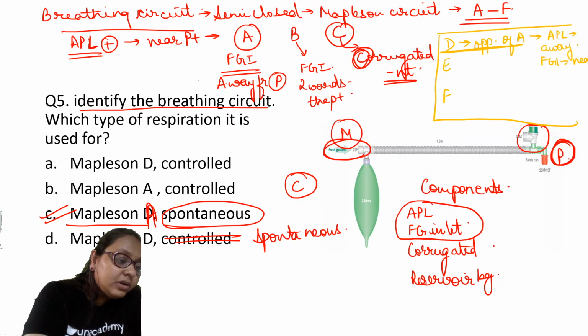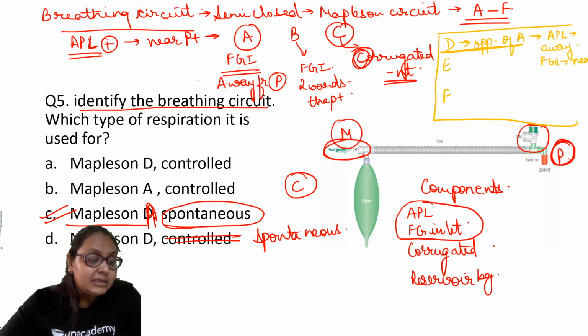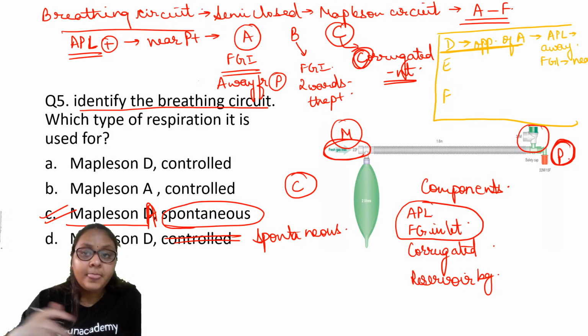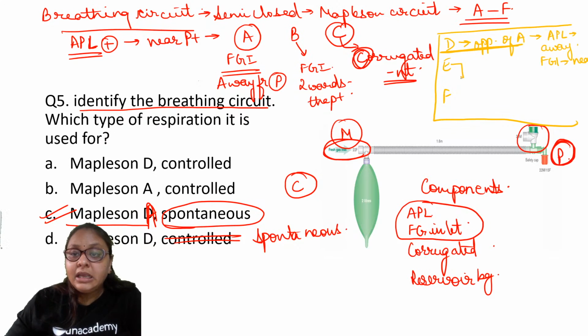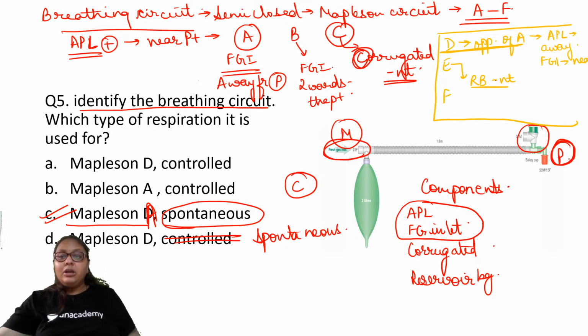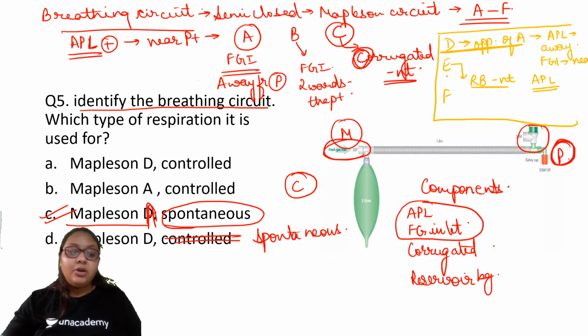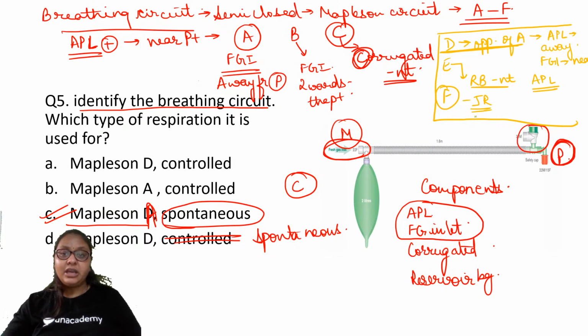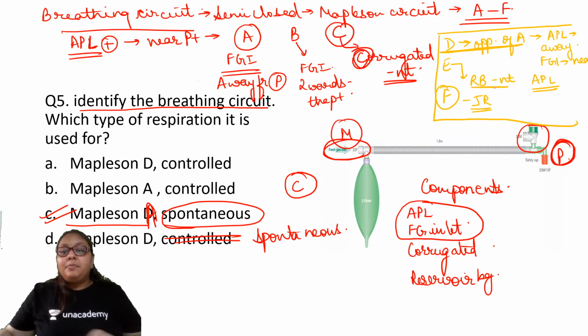Is it clear, Dr. Kunal? Is it clear? Others, is it clear? Any doubt in this? Okay, E. In the E, reservoir bag is absent. Okay, and the APL valve is present away from the patient, and this is an example of Ayre's T-piece. F, it is Jackson-Rees, okay, modification of type E, and in this the reservoir bag is present.